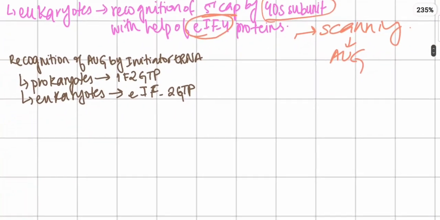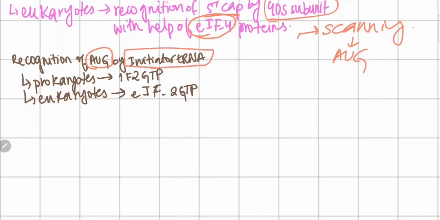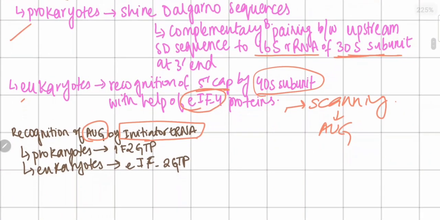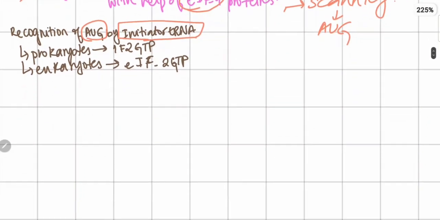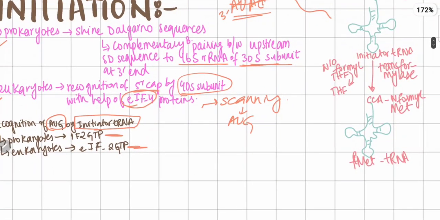Now, recognition of the AUG, after the above information, is by the initiator transfer RNA. This was how the ribosome is going to recognize, and this is how the initiator transfer RNA is going to recognize AUG. It's in prokaryotes by IF2 GTP, and in eukaryotes by eIF2 GTP, right? So you need to remember these all.